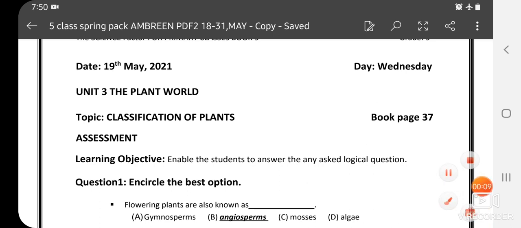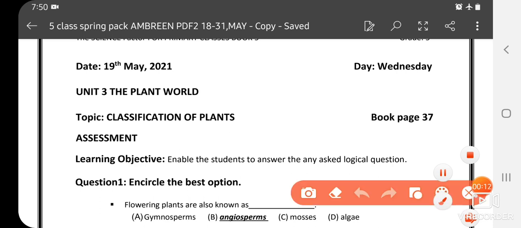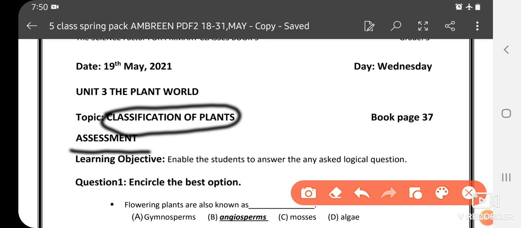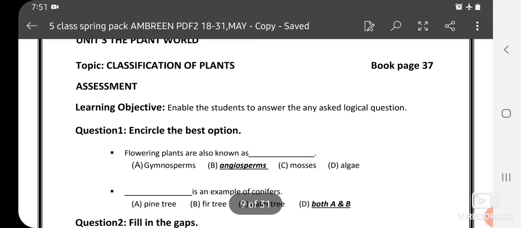Dear students, today we are going to start our assessment of the topic classification of plants from your book page 37. Yesterday we studied the topic classification of plants, in which we discussed different classes of plants, their specific characteristics, major groups and their examples. Today we will solve the assessment of our topic.